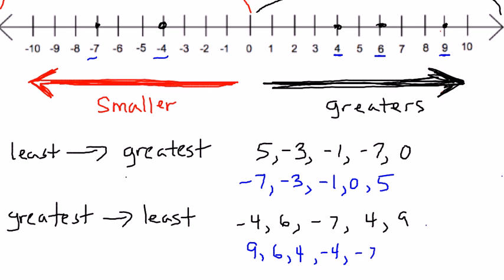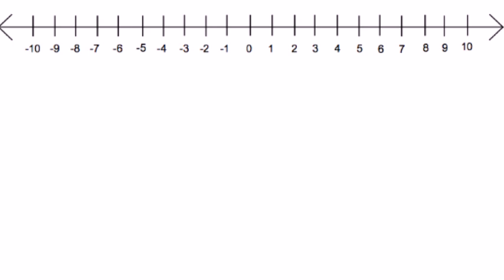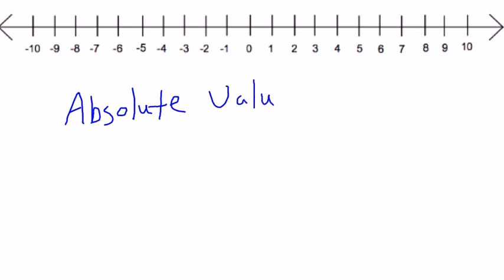Okay. The last thing I want to cover in this video lesson is absolute value. Let's talk a little bit about absolute value. When we are talking about the absolute value of a number, we're referring to the distance a number is from 0, regardless of whether it's to the right of 0 or to the left. Okay? And we use these vertical parallel lines to show that we're taking the absolute value of the number.